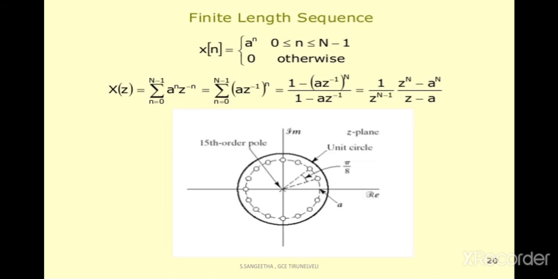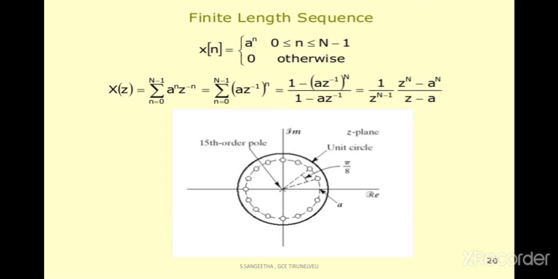For a finite length sequence, we have x of n equal to a to the power n, where the value of n ranges from 0 to capital N minus 1, otherwise the value is 0. So we substitute the summation of n equals 0 to N minus 1 over this range. In the place of a z power minus 1, we can write this equation as (1 minus (a z power minus 1) the whole power N) divided by (1 minus a z power minus 1), which will be equal to 1 by z power N minus 1 into (z power N minus a power N) divided by z minus a.